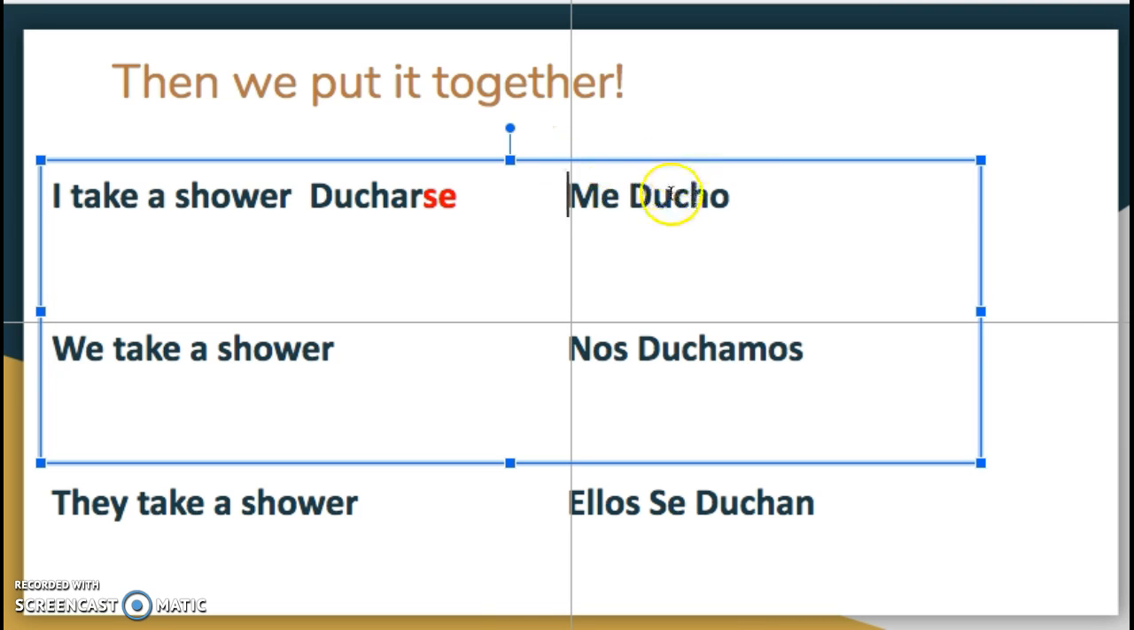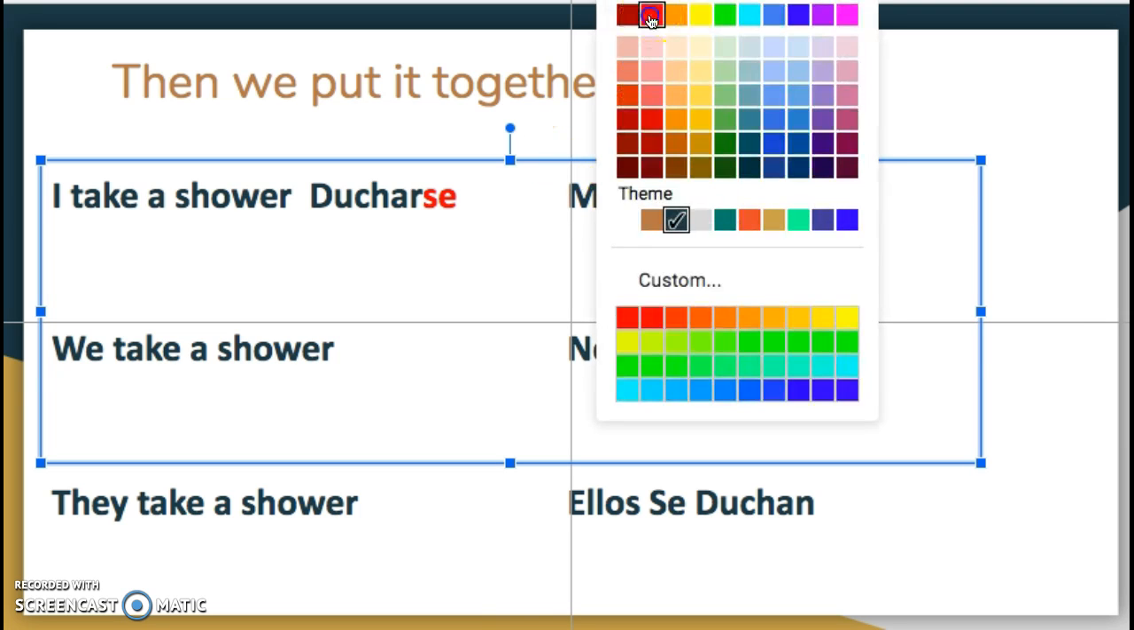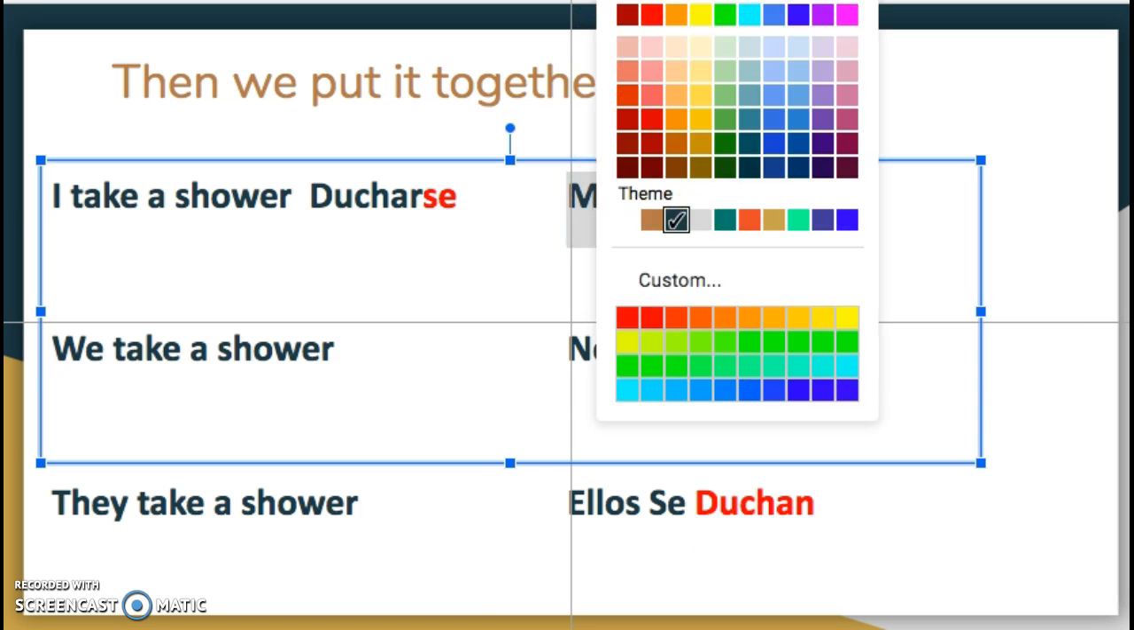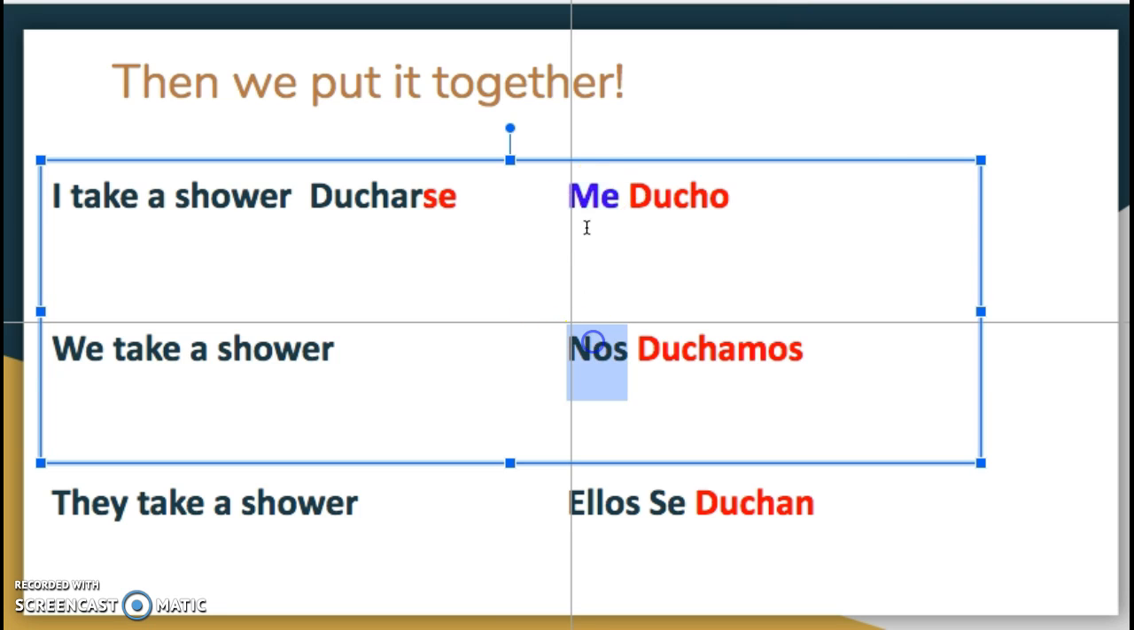That's it. Step 1, conjugate for your subject. Whoops, wrong color. Step 2, deal with the reflexive pronoun and put it in front. Ta-da! That's it. Not hard at all. How about you try?